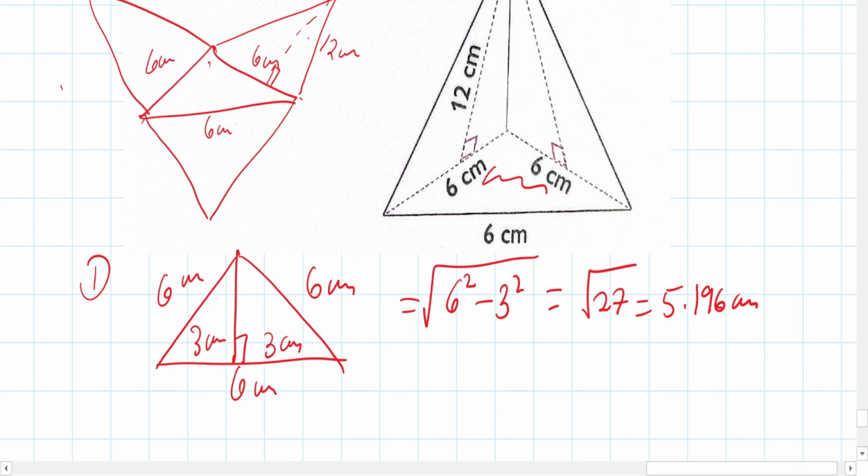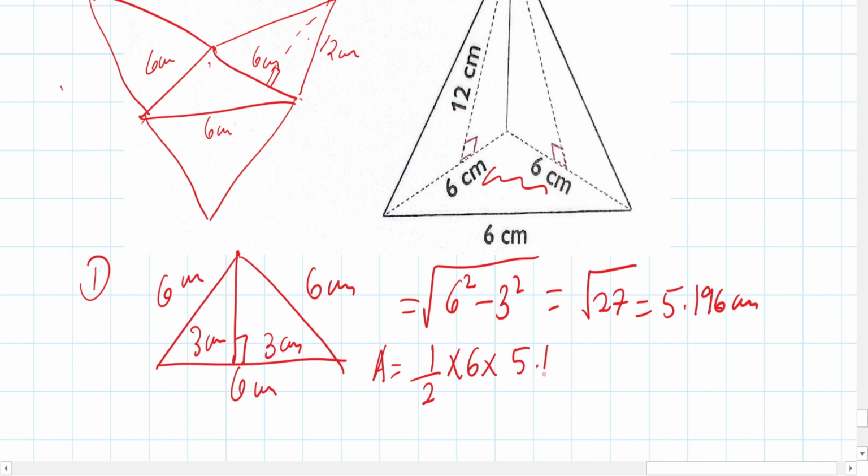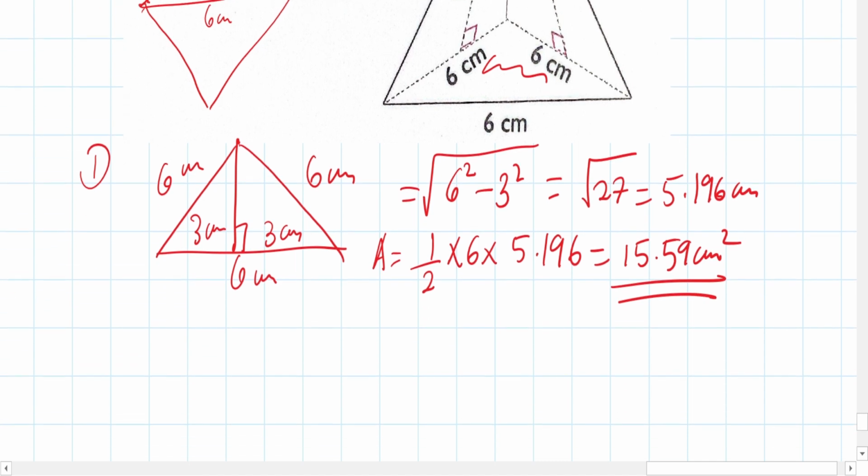Now let's find the area, and the area is going to be a half times base times height. Our base is 6 times the height. Let's see how much it will give us. Okay, 15.59 centimeter square. So that is the answer to the first triangle. Let's look at the other triangles.